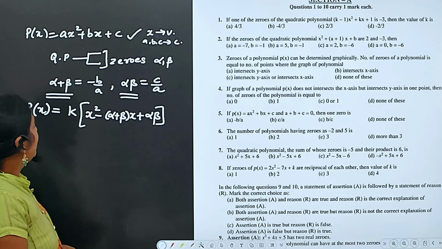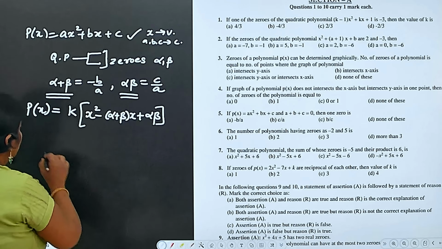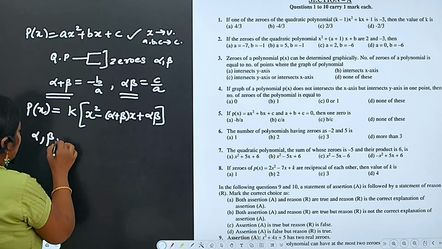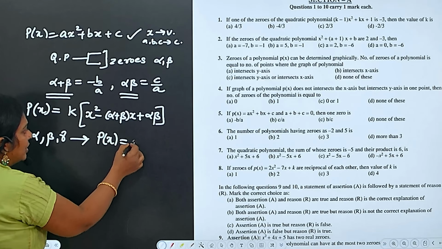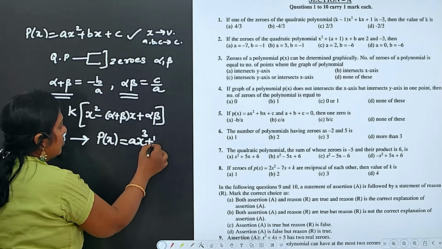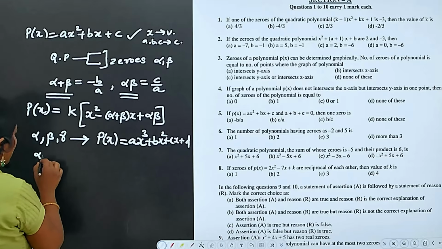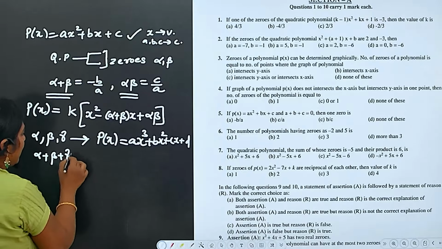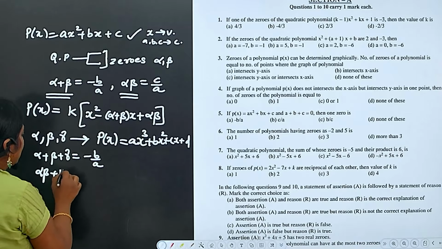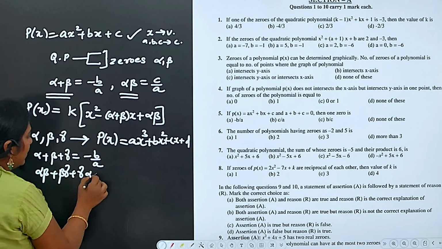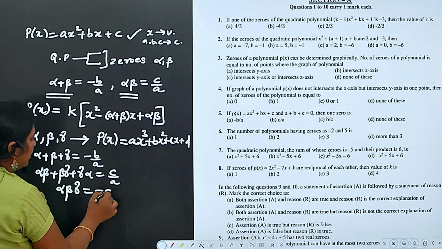Next వచ్చేసి ఇంకా మేజర్గా ఏమున్నాయి దీంట్లో, 3 zeros అంటున్నప్పుడు ఏంటి, ఆల్ఫా కామా బీటా కామా గామా ఆర్ ది 3 zeros ఫర్ ది క్యూబిక్ పాలినామియల్. దట్ ఈస్ ద క్యూబిక్ ఎక్స్ప్రెషన్ ఈజ్ ax cube plus bx square plus cx plus d. In this, the sum of the zeros alpha plus beta plus gamma equal to minus b by a, alpha beta plus beta gamma plus gamma alpha equal to c by a. The product of the zeros alpha beta gamma equal to minus d by a.